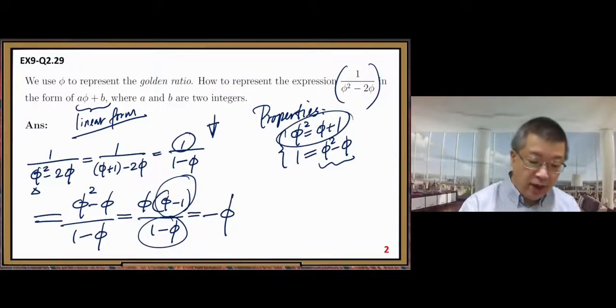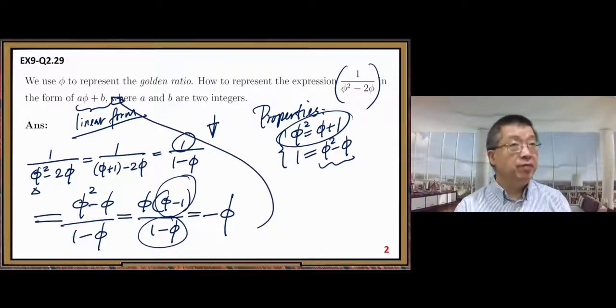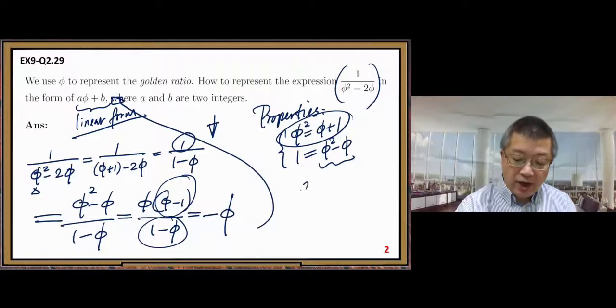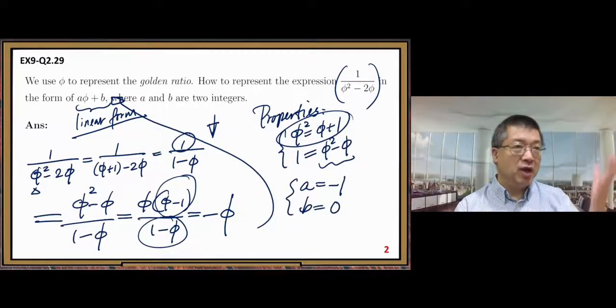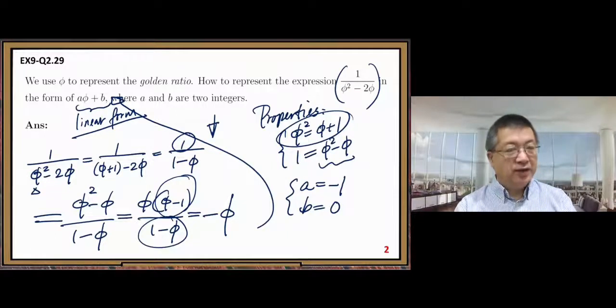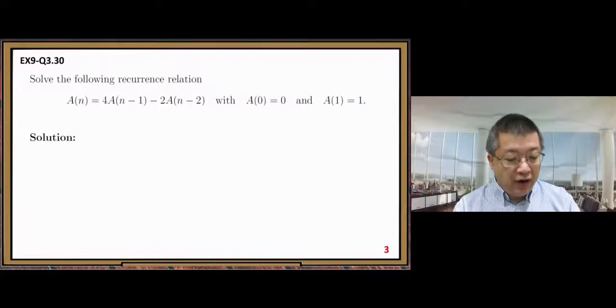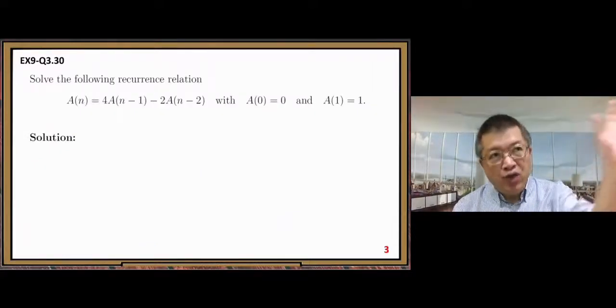That's the A plus B linear form, right? A phi plus B linear form. Here, A equals negative 1 and B equals 0. So we solve the problem in this way. All right, so that's the second example. The third and the last example.